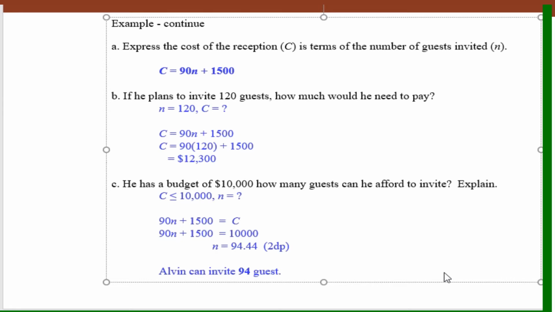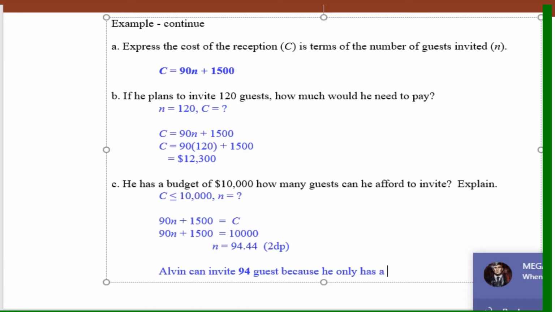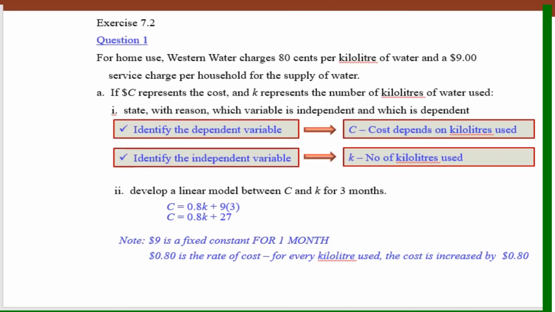All right. But now in this case, let's say even though you get 94.99, you will still bring it to 94. Why? He can only invite 94 guests because he only has a budget of 10,000. All right. Okay, let's look at the next one.